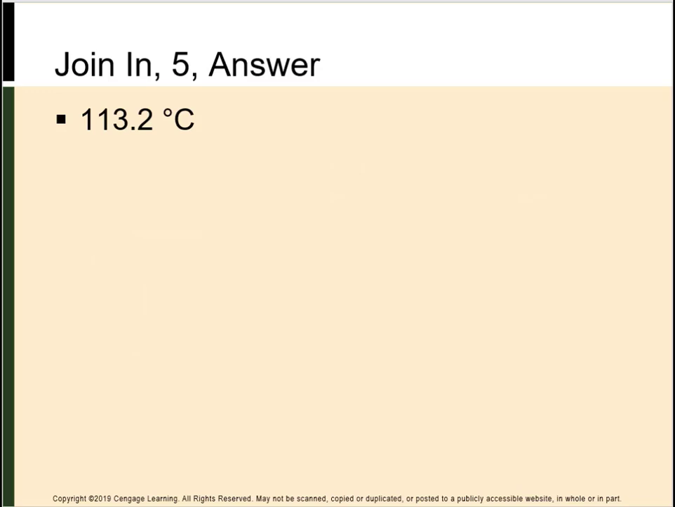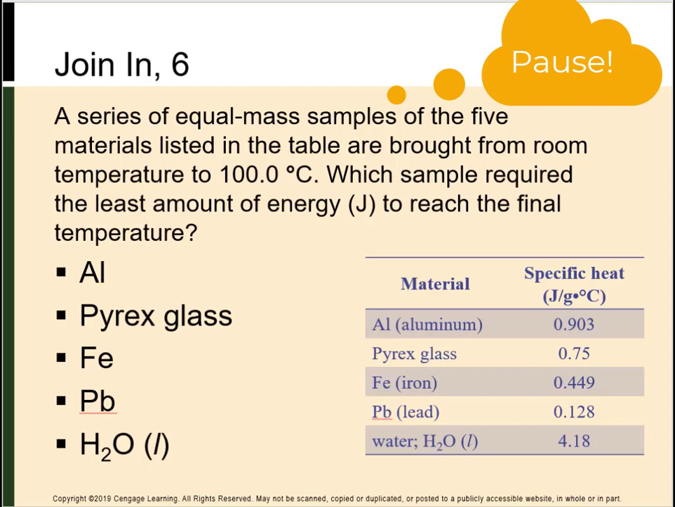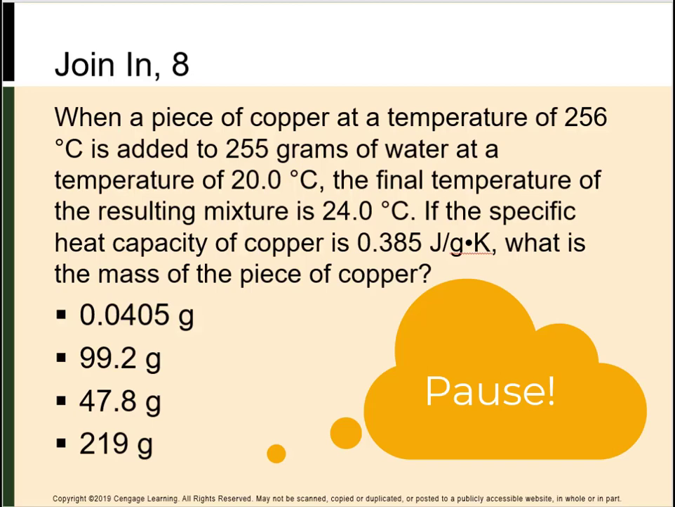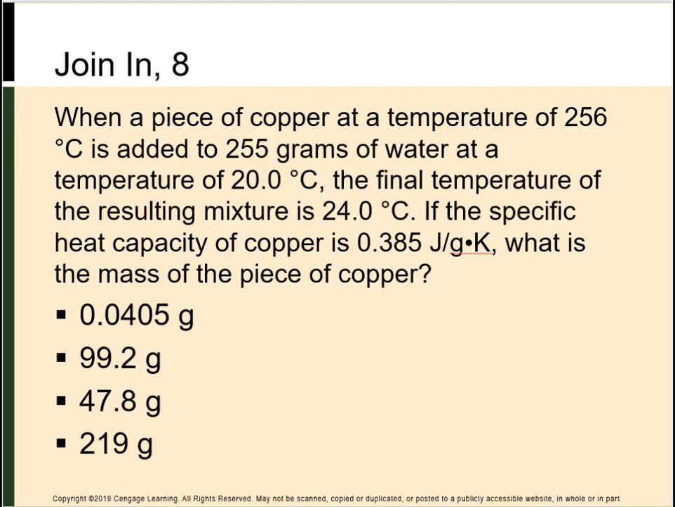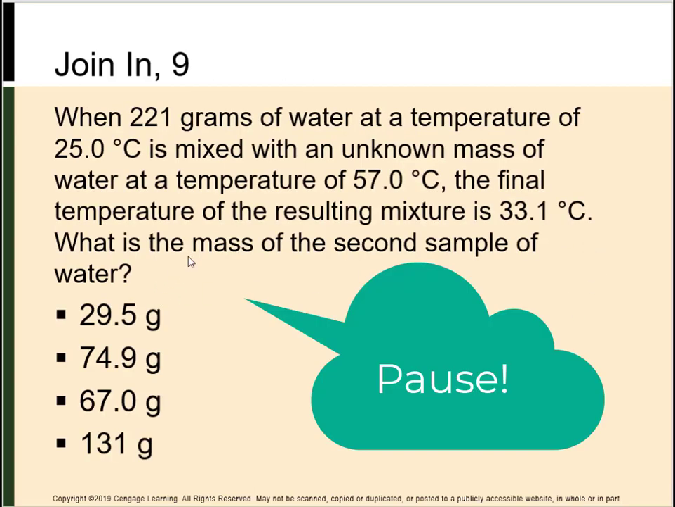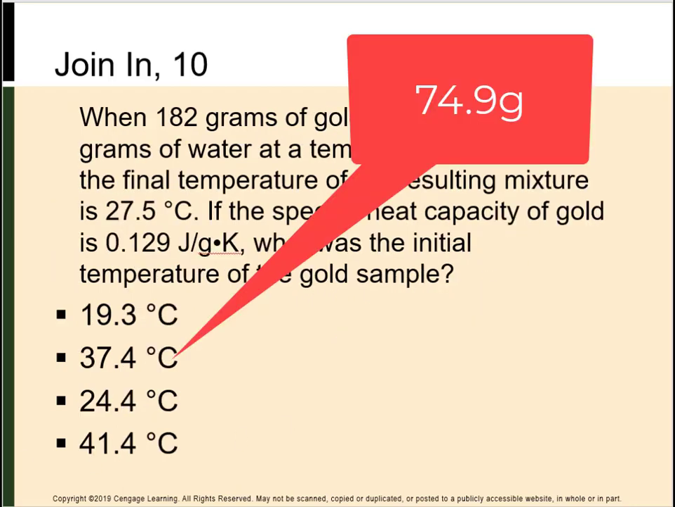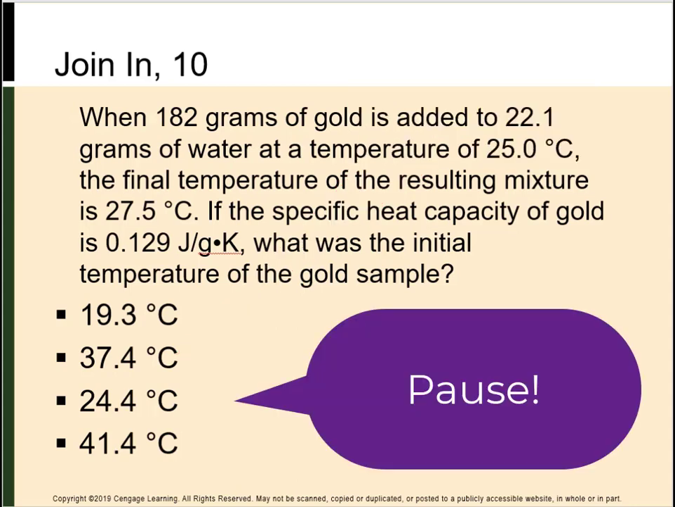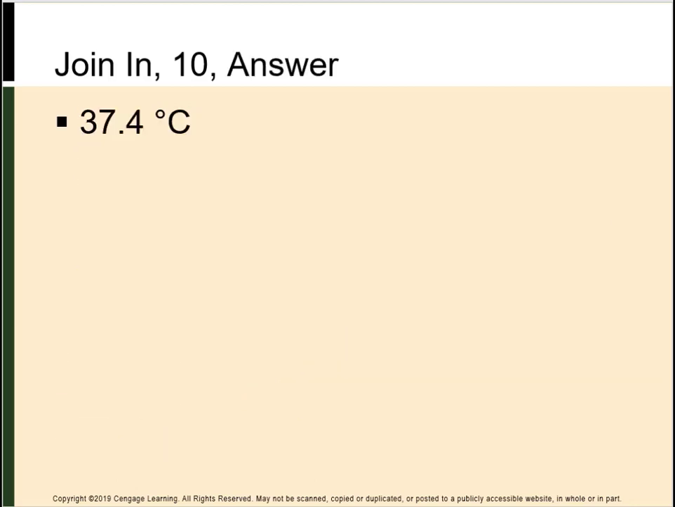Let's do a few more for practice. Again, read it, pause it. Hopefully you got PB. Take a minute, read it, pause it to find the mass of this copper. And it's 47.8. What's the mass of the second sample of water? Again, pause to find the initial temperature of the gold sample. And that finishes up the first section of this lecture.